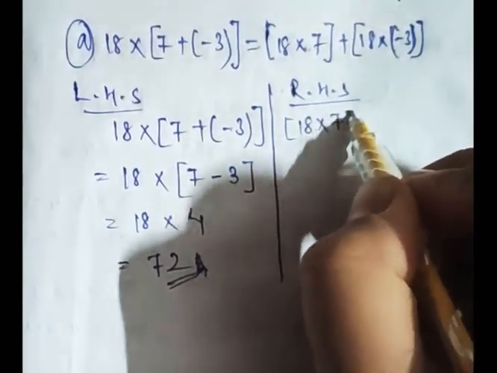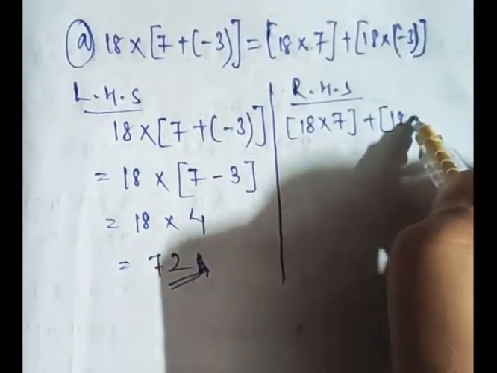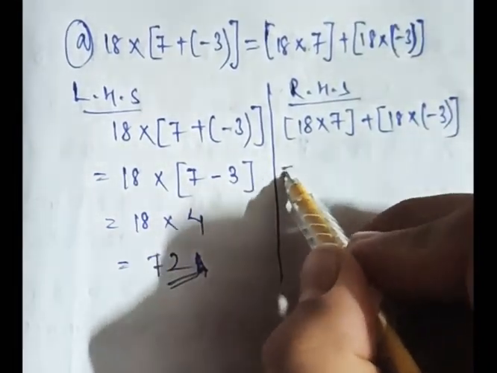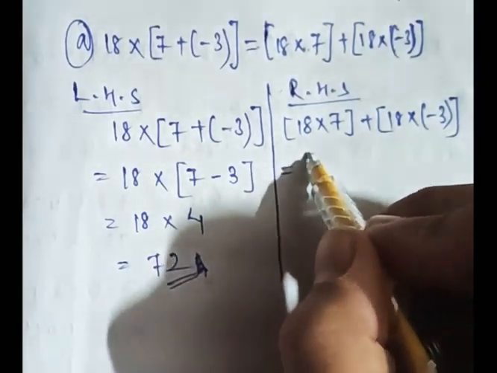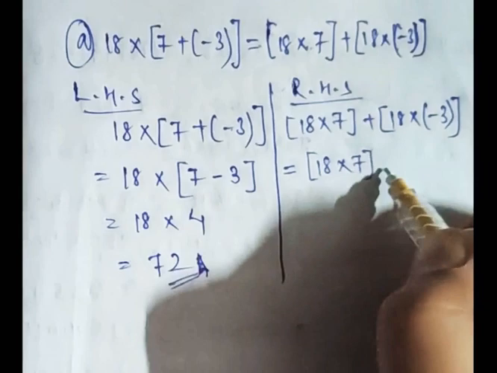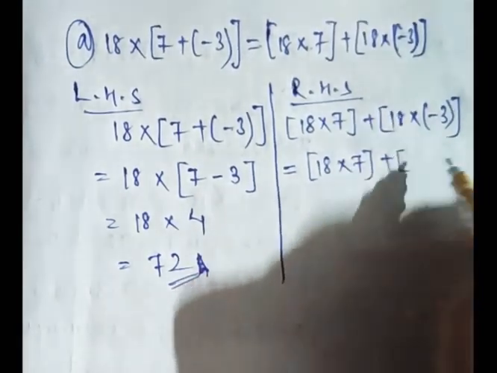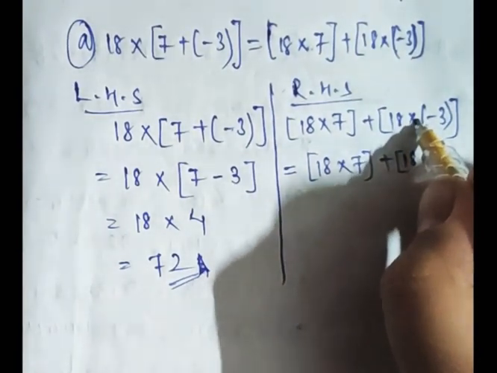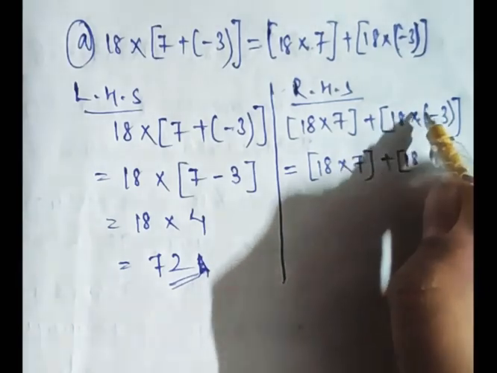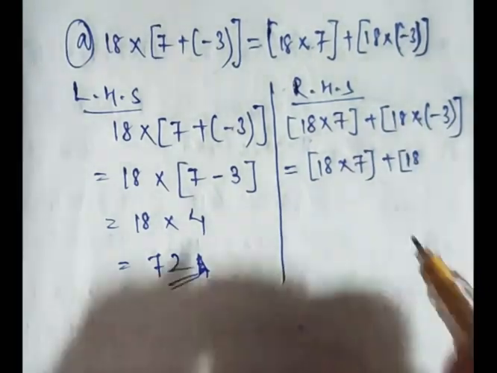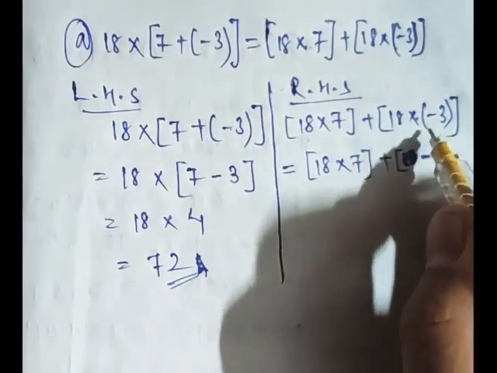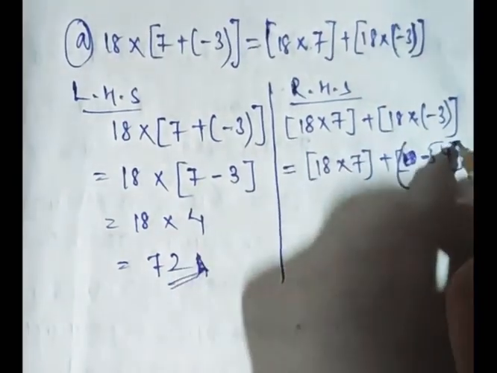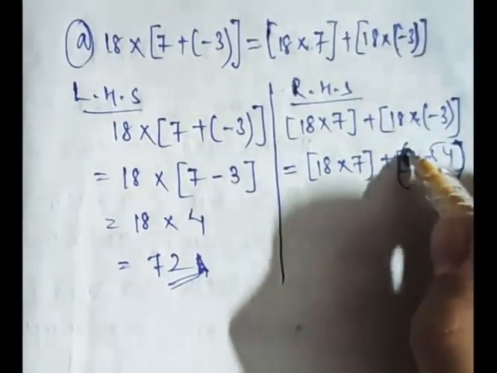18 into 7 plus 18 into minus 3, right? So we will solve this. 18 into 7. Okay, let's keep this first like this. Let's solve the one which is inside the bracket. So it was minus 18 into 3. 18 times 3 is 54, so it is minus 54. It became a little dirty, sorry for that.